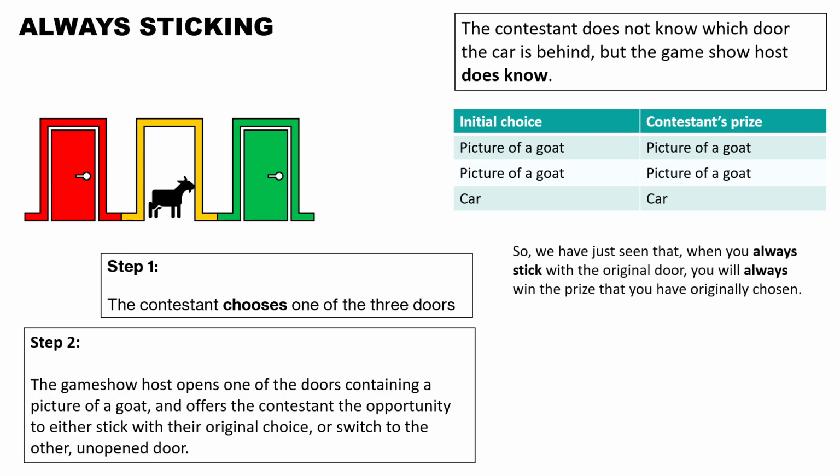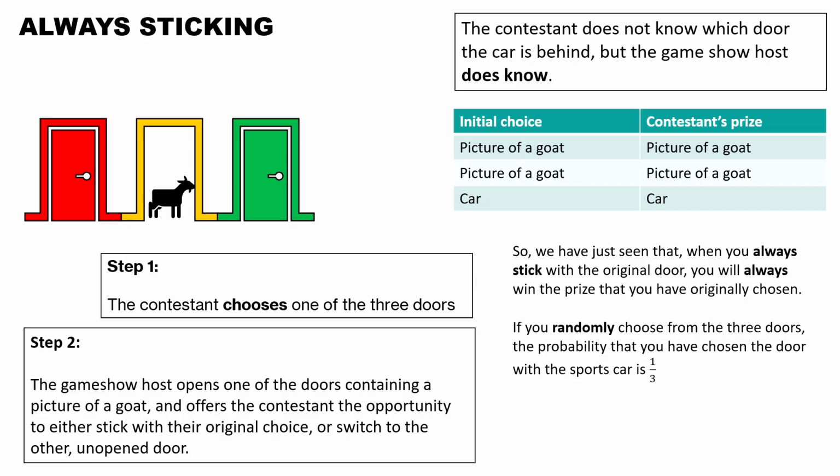So we've just seen that if you always stick with your original door, you're always going to win the prize that you've originally chosen. You know that a third of the time when you're randomly choosing across the doors, you'll choose the door with the car behind it. So because you're always winning the prize that you've originally chosen, the probability of winning the car with this strategy is 1/3. Now let's consider a second strategy.